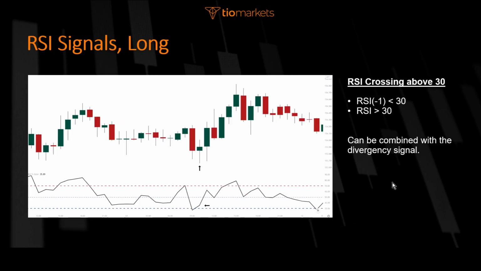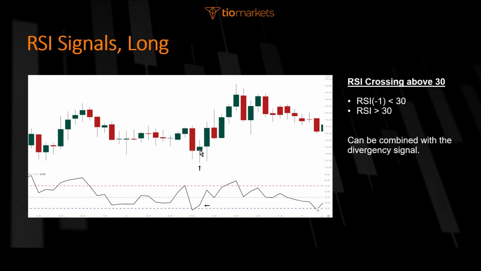Another buy signal that you can use is RSI crossing above 30. So here we have RSI 1 bar ago, and that's what the -1 refers to.